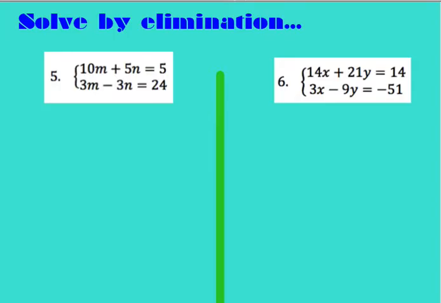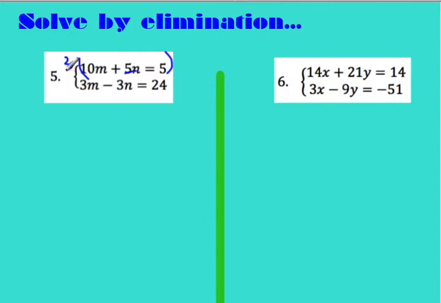Now let's go ahead and let's take a look at number 5. So for number 5, we need to actually figure out what we need to multiply to get our opposite, or our same coefficients. I see that n already has opposite coefficients. So now I need to figure out what the smallest number that 5 and negative 3 multiply to. So the smallest number that 3 and 5 multiply to is 15. So what do I need to multiply 5 by to get 15? Well, I need to multiply it by 3.